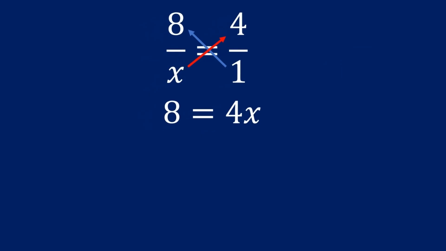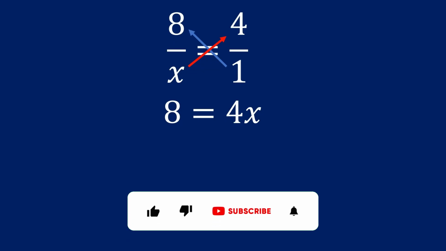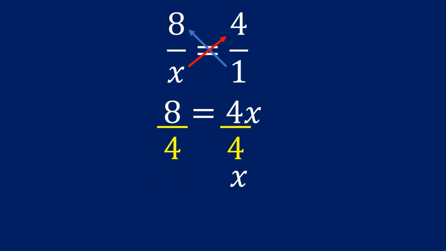Now, in order to solve it, we need to get rid of the 4 on the right side. We need to get x by itself. So we need to divide both sides by 4. 4 divided by 4 is 1. So we have x on the right side. On the left we have 8 divided by 4, which is 2. And so x is indeed equal to 2.